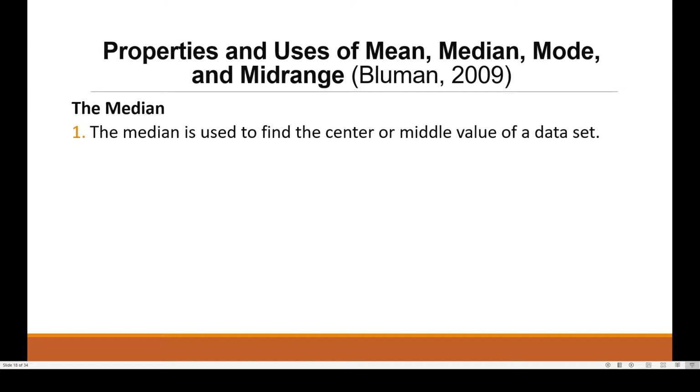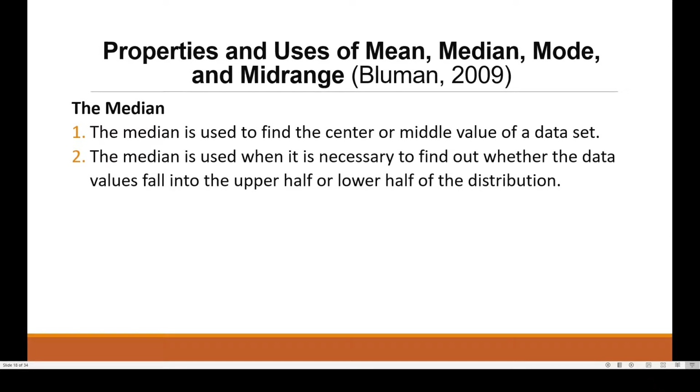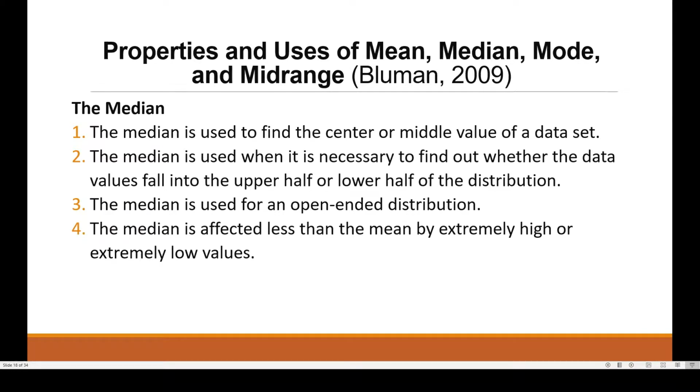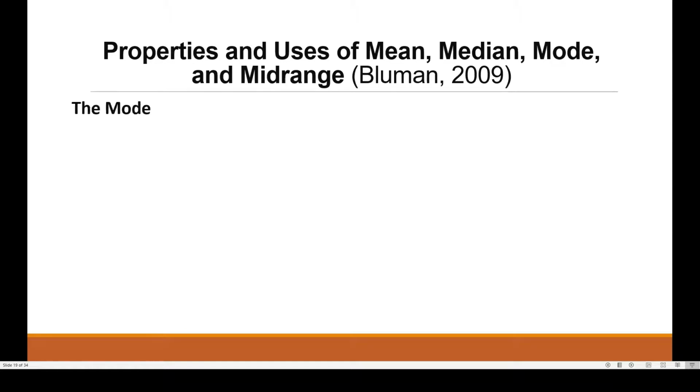The median. The median is used to find the center or middle value of a dataset. The median is used when it is necessary to find out whether the data values fall in the upper half or lower half of the distribution. The median is used for an open-ended distribution. The median is affected less than the mean by extremely high or extremely low values.